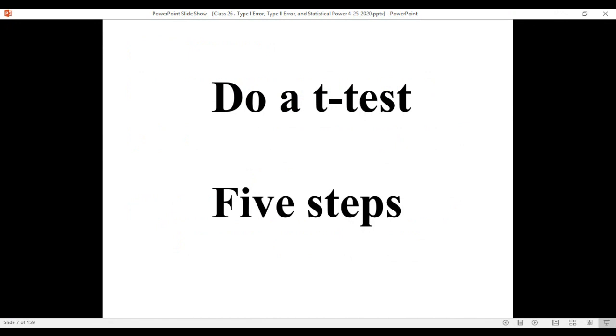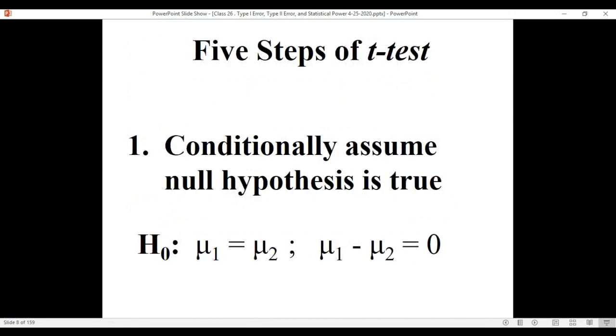And a t-test has 5 steps. The first step is to conditionally assume that the null hypothesis is true and that the two population means are equal. Now, this is a conditional assumption. That is, when you're doing a t-test, you temporarily assume the null hypothesis is true so that you can test it out and decide whether it really is true. So that's the first step of a t-test.